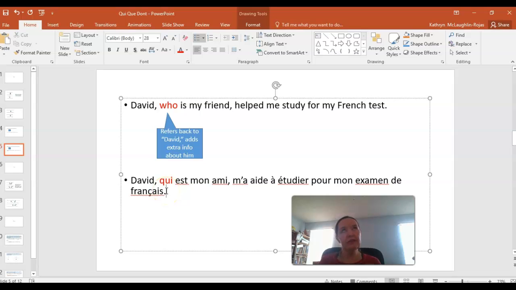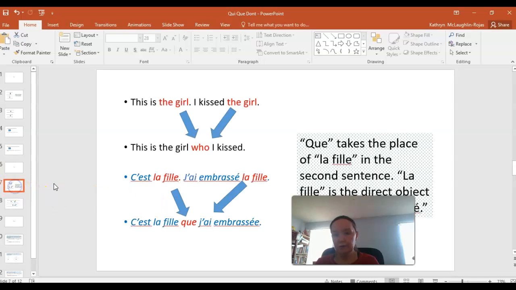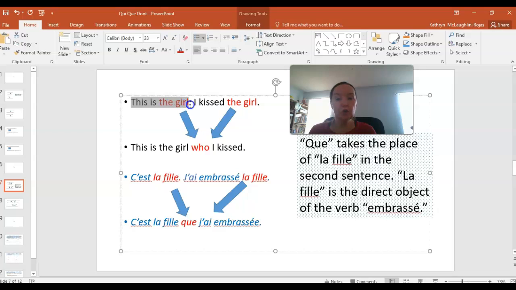Okay, so I think if you imagine qui as kind of being related to the subject, the main actor of the sentence, that might help you determine when you need to use that relative pronoun. All right, the other one we need to look at is que. Okay, so que is a little bit different than qui, as you'll see from the example sentences that I will share with you. So the English sentences I have up here, this is the girl.